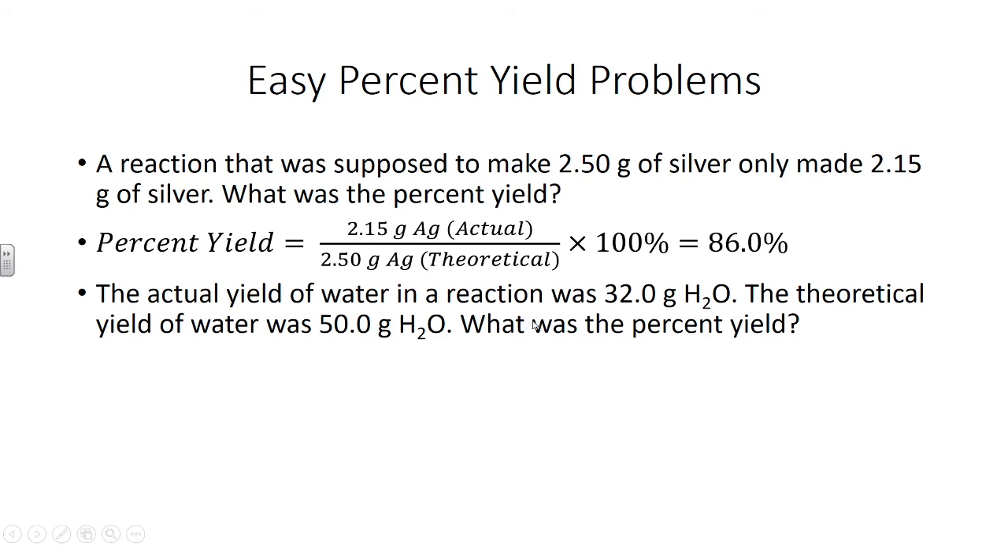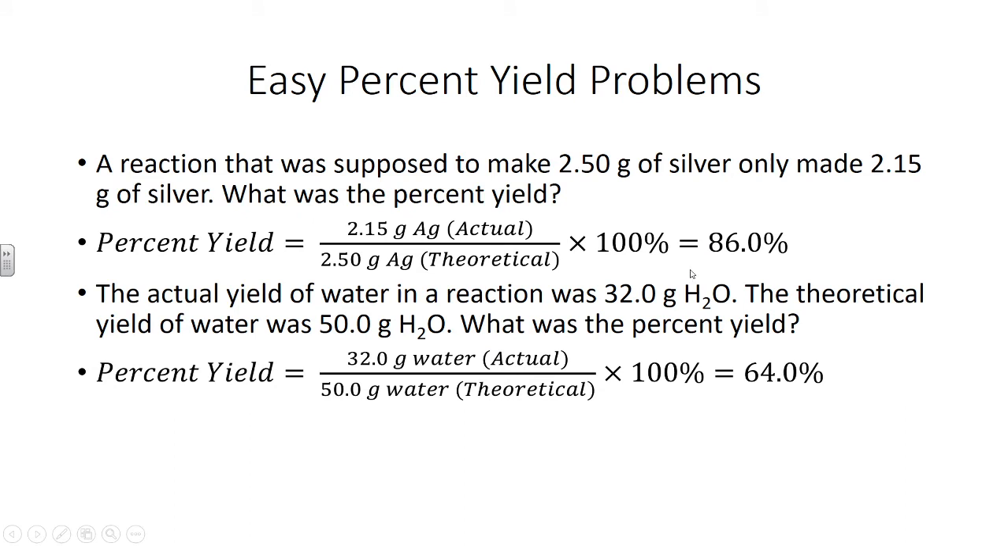Or here's another one. The actual yield of water in a reaction was 32 grams. The theoretical yield was 50. What was the percent yield? Well, this was nice. They actually threw the words actual and theoretical at you, so you didn't even have to figure anything out. So you take the actual, put it over theoretical, and multiply by 100 to get the percent, and that was a 64% yield.